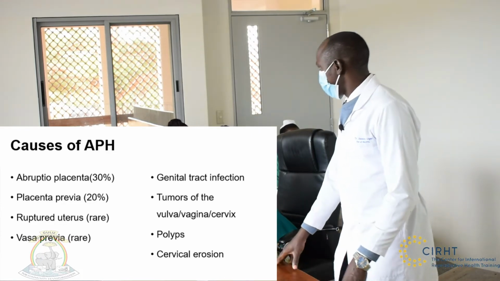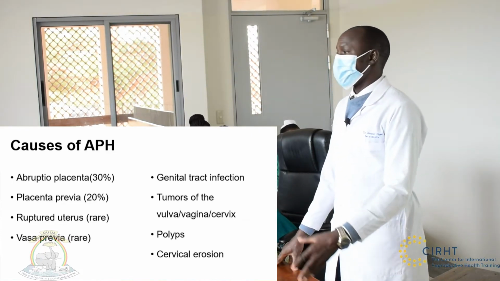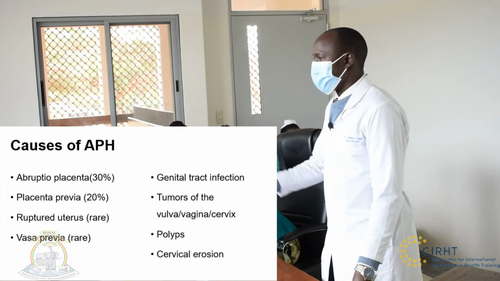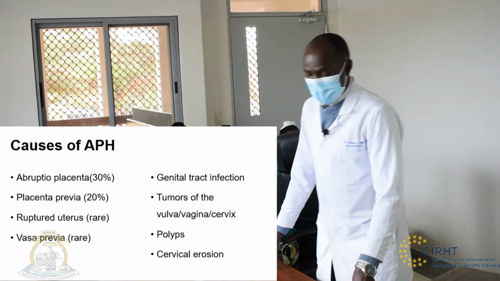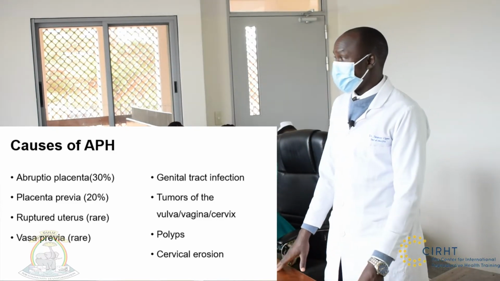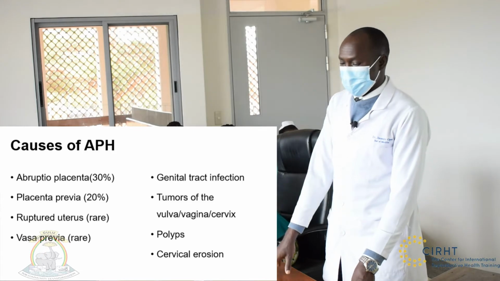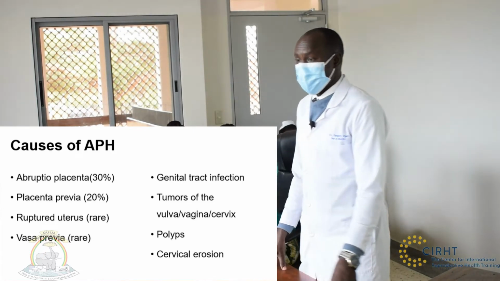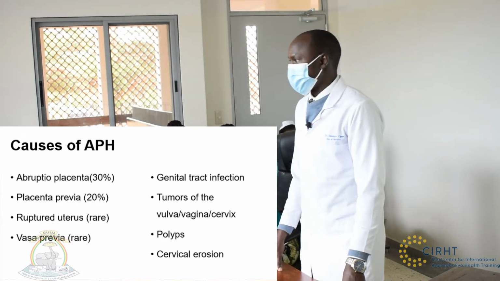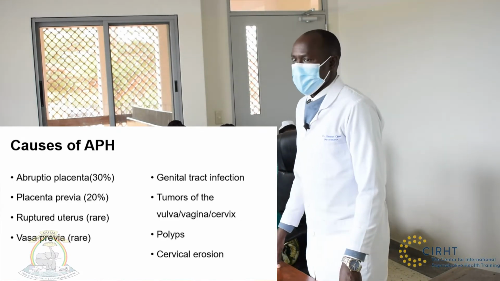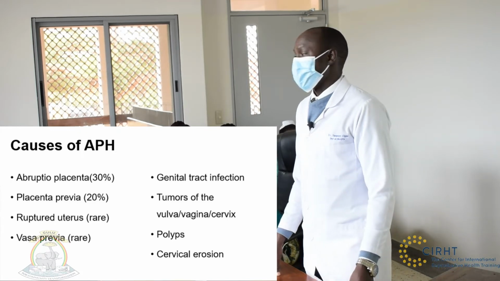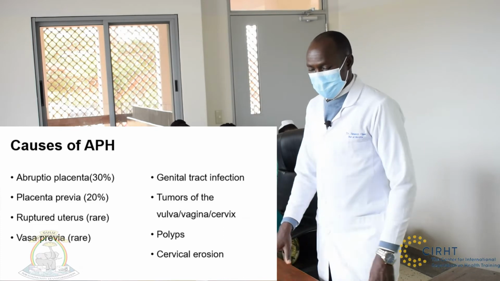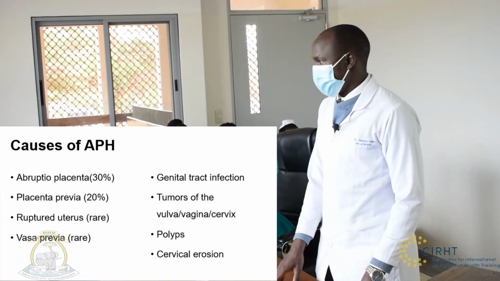Other causes tend to be rare, but they can also occur, and that's why it is important for you to also remember and know. One of them is ruptured uterus. It's becoming a little bit common. Vasa previa is not very common, it's rare. Other causes include genital tract infection, for example, cervicitis. We also have tumors of the vulva, vagina, and the cervix. And I want to make it clear that it has been noted in many studies that even choriocarcinoma can occur, although it is rare. Other causes could be polyps and cervical lesions or erosion.